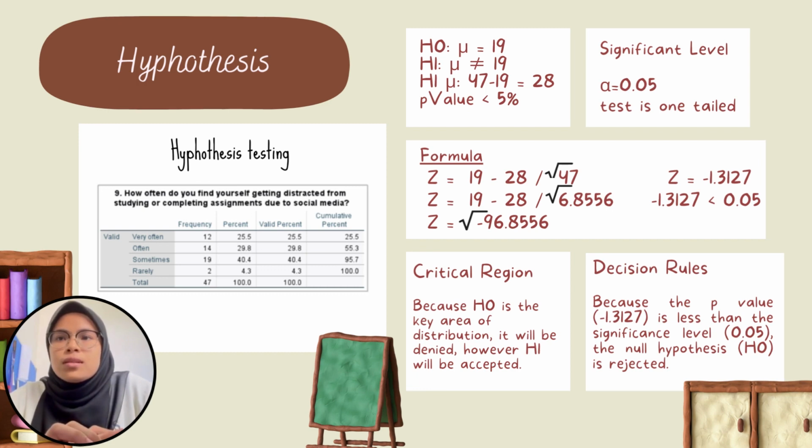For the critical region, because the null hypothesis lies in the rejection area of the distribution, it will be rejected. However, the alternative hypothesis will be accepted. Lastly, for the decision rule, because the value of negative 1.3127 is less than the significance level of 0.05, the null hypothesis is rejected.